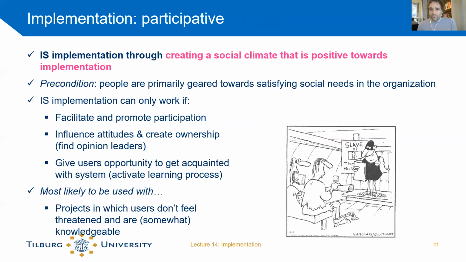The third one is the participative strategy. And this is quite different from the previous two. So this implementation strategy is based on the idea that people are mostly convinced by others, and that people in an organization mostly are there for social reasons. So they want to satisfy their social needs in the organization.